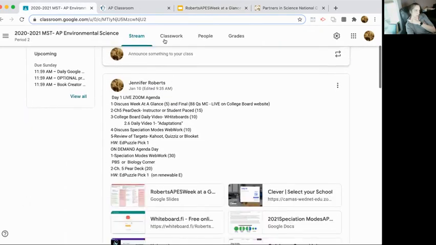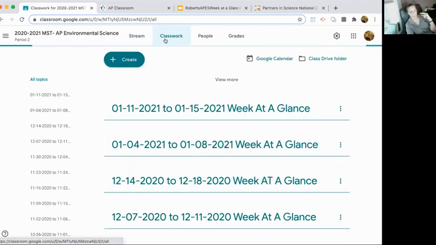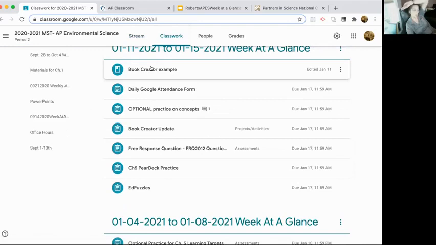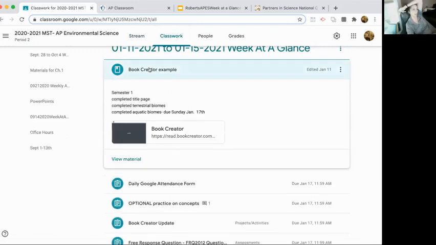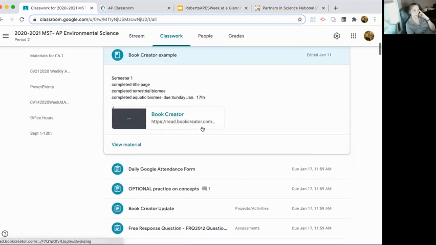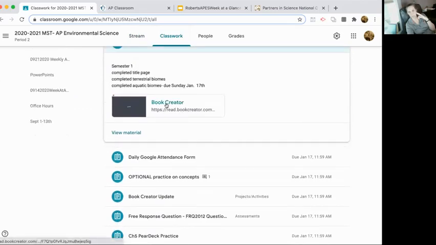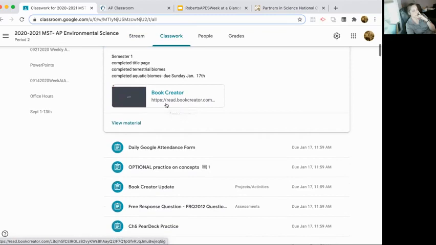So if you go to your classwork tab, because there's been a lot of questions from 1st and 3rd. Here we go, book creator. I reposted the book creator example because it has the instructions for the title page, the terrestrial biomes. The aquatic biomes is a little bit separate in terms of you're just doing 1 slide per biome from those pages in your book. I didn't feel like we did enough to understand the different biomes. Let me get to that because there's a separate explanation. That was just some people didn't have the original book, and so I reposted it.